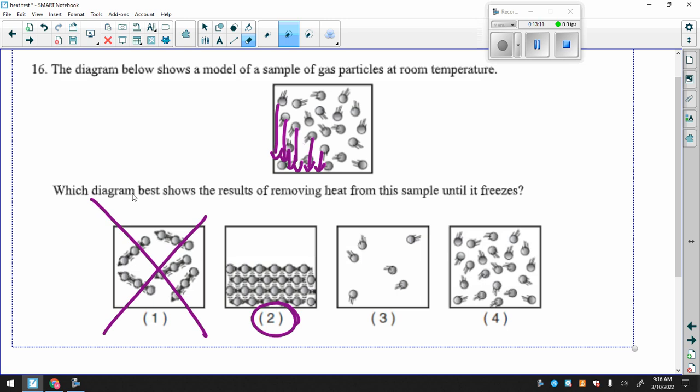When the molecules slow down, they remove heat. They don't just freeze in midair. They become a solid. So removing heat, freezing is solid.